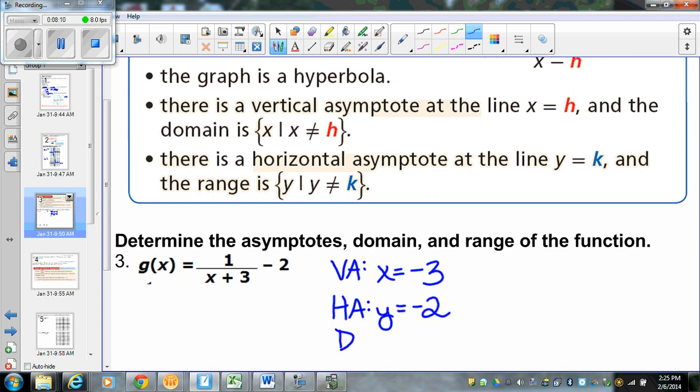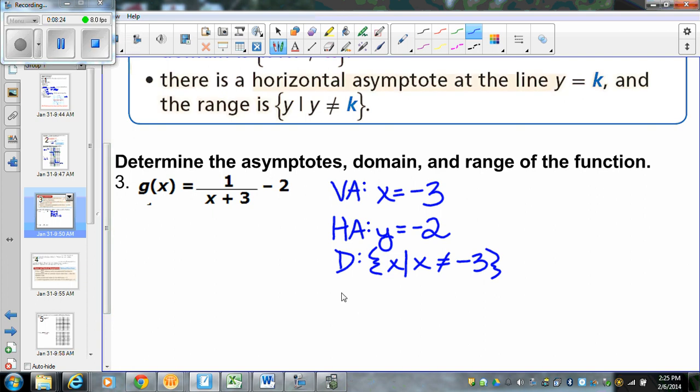My domain would then be x such that x does not equal negative 3. So wherever you have a vertical asymptote, you also have a domain restriction. And wherever you have a horizontal asymptote, you also have a range restriction. So your range is y such that y does not equal negative 2.